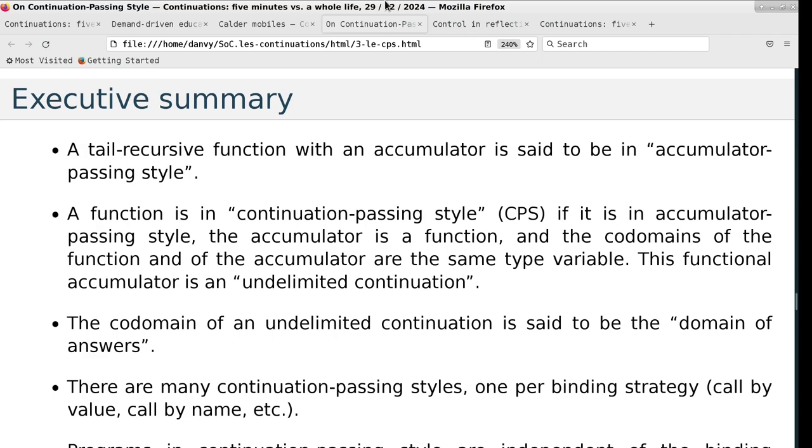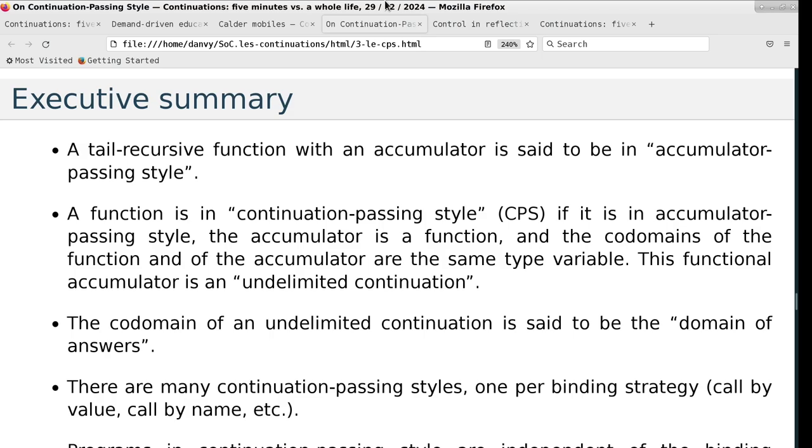Okay, so to wrap up, as a series of bullet points: a function with an accumulator is said to be in accumulator passing style. A function is in continuation passing style, or CPS, if it is in accumulator passing style, the accumulator is a function, and the codomain of the function and the codomain of the accumulator are the same type variable. This functional accumulator is an undelimited continuation. The codomain of an undelimited continuation is said to be the domain of answers.